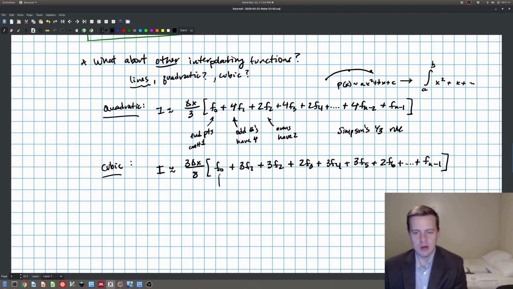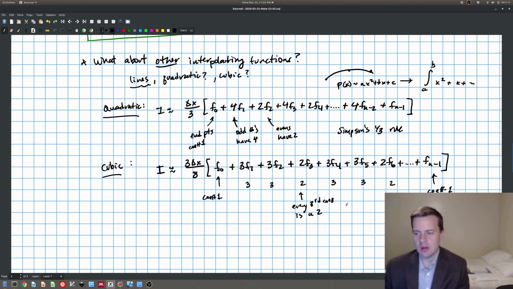Notice the pattern here. I have a coefficient of 1, the same as on the end point, and then it goes 3, 3, 2, 3, 3, 2. So every third coefficient is a 2. This is also called Simpson's 3/8 rule, and Simpson's 3/8 rule is pretty good. People like to use it for reasons that we won't talk about.